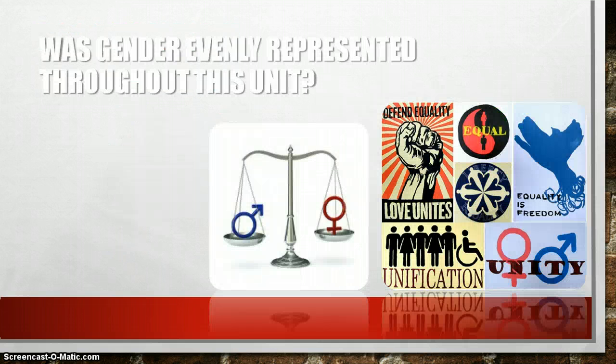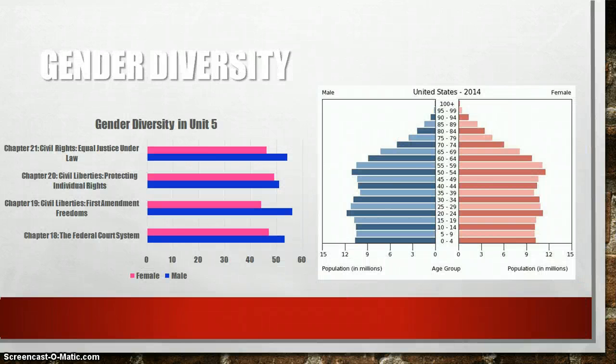The next diversity indicator that I used to analyze the text was gender, and the key question I used for interpretation was, is gender evenly represented throughout this unit? I gathered data by looking at pictures in the unit and interpreting whether a person was male or female based on face shape, hair length, and stature. So if a picture was more female than male, there would be softer facial features, longer hair length, and a smaller stature.